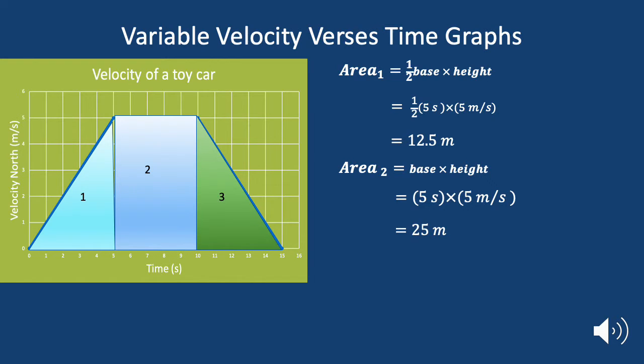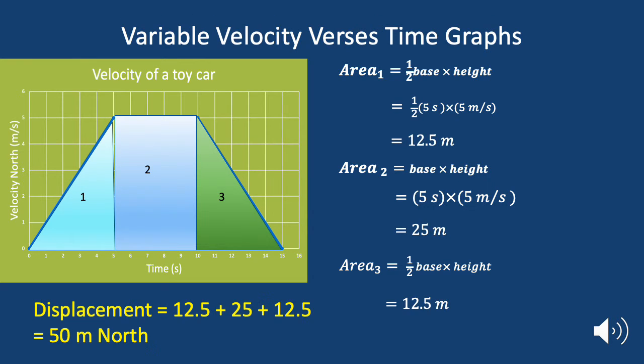So far, area number 1 tells us that as the car is speeding up for the first 5 seconds, it travels 12.5 meters. Then, area number 2, as the car cruises along at top speed, it cruises for 25 meters. And then area number 3, as the car slows down, it covers a distance of 12.5 meters. Now, if we add these 3 values together, we end up with 50 meters as the distance traveled by the car. Its displacement is 50 meters north. The area under the line gives us the displacement.